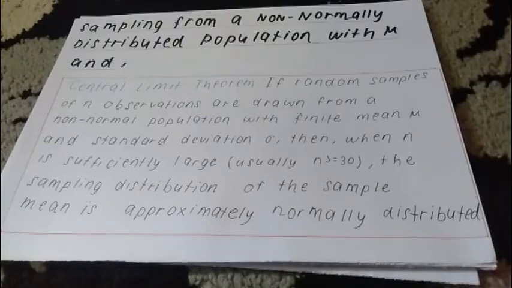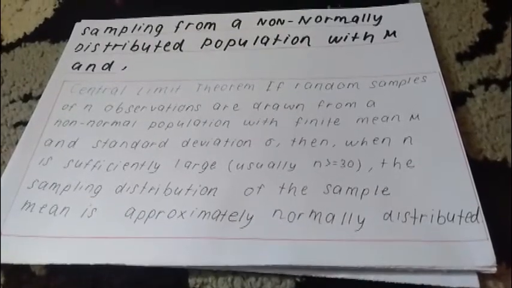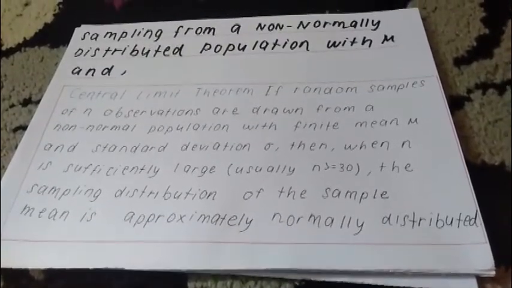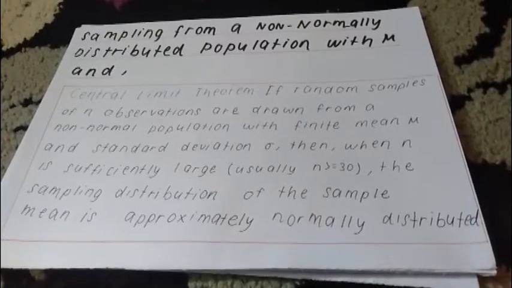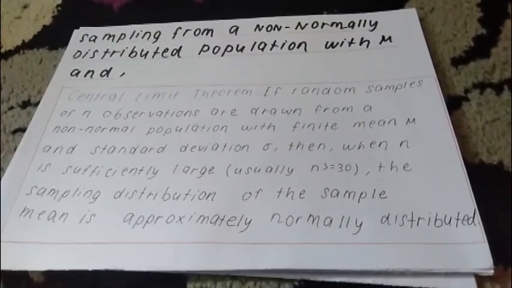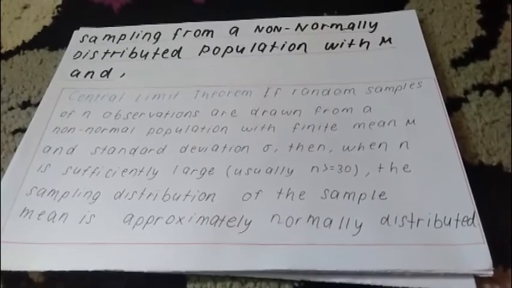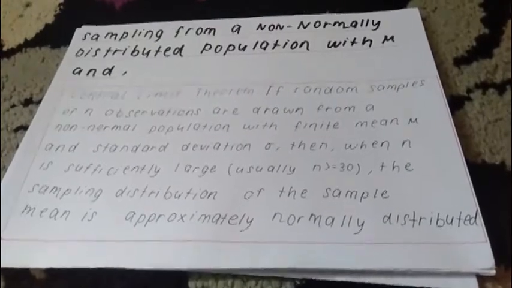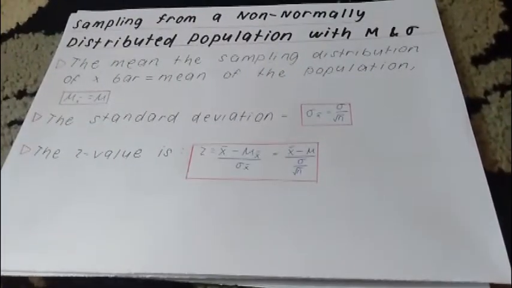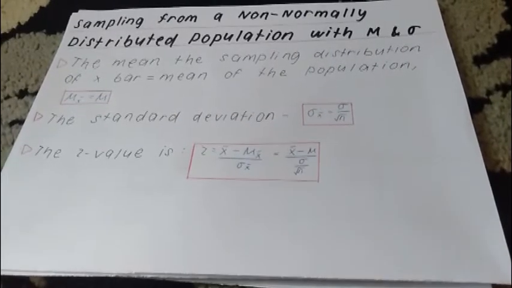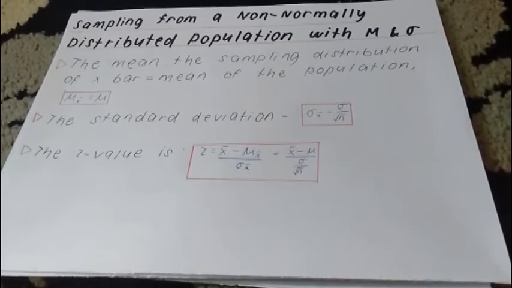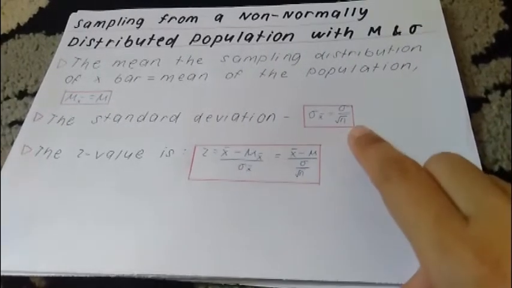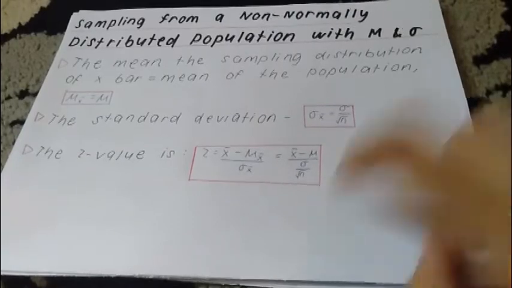Next is sampling from a non-normally distributed population, with the mean and the central limit theorem. If random samples of n observations are drawn from a non-normal population with finite mean and standard deviation, then when n is sufficiently large, usually n is greater than or equal to 30, the sampling distribution of the sample mean is approximately normally distributed. The mean of the sampling distribution of x bar equals the mean of the population, then the standard deviation formula, and then the value of z.